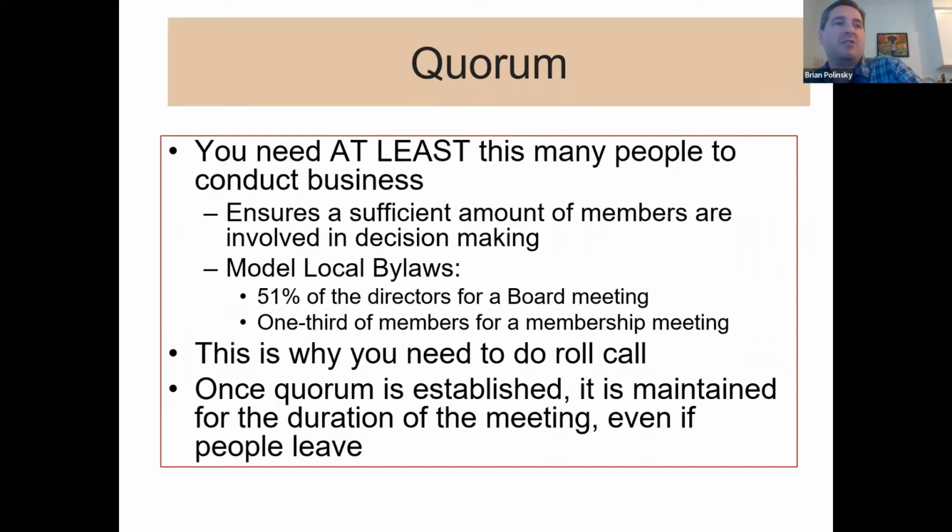This is why you always need to do roll call so that you can be sure that you have a quorum present before going forward with the rest of the meeting. Now, once the quorum is actually established, it is maintained for the duration of the meeting, even if people leave during the meeting. So if you have a quorum at the beginning of the meeting, it is still considered to be maintained, even if people have to leave due to an emergency or they have some conflict. And if that person leaving would have meant that it's less than a quorum, it doesn't matter because you decide on the quorum at the beginning of the meeting.